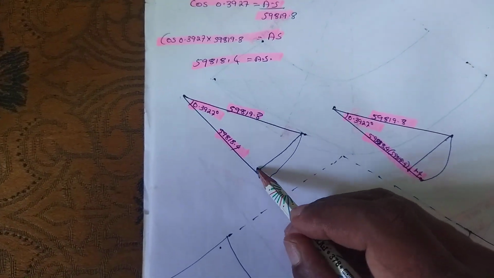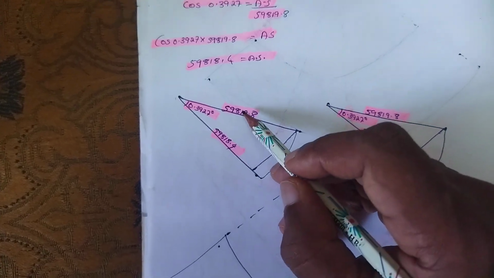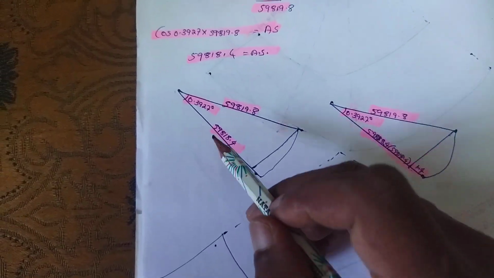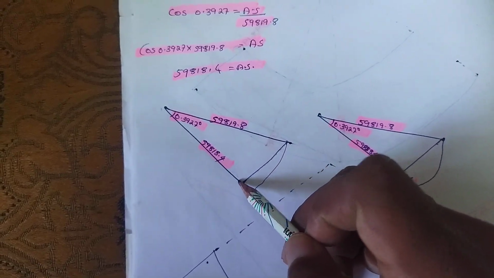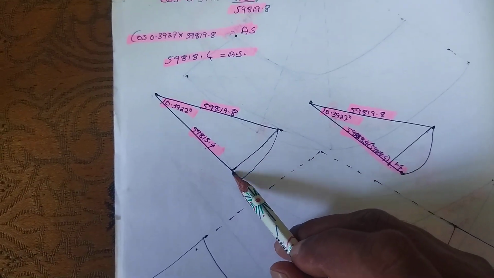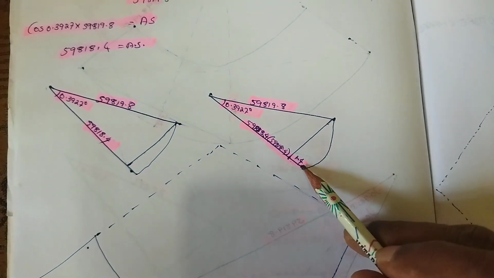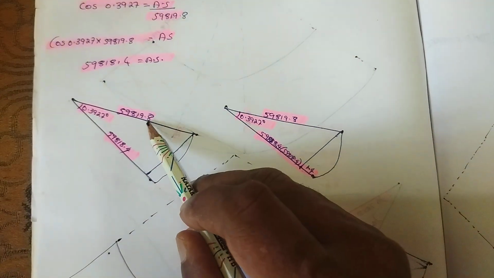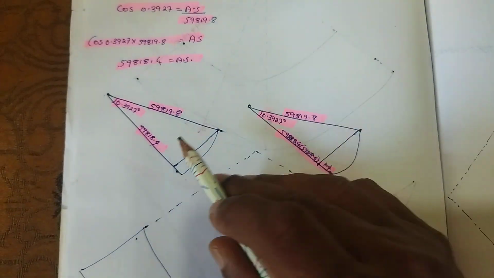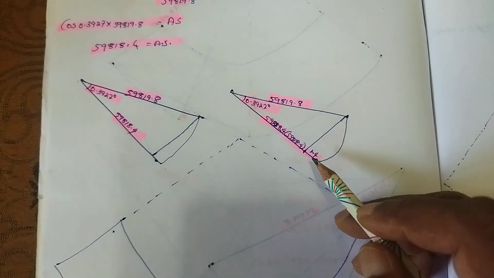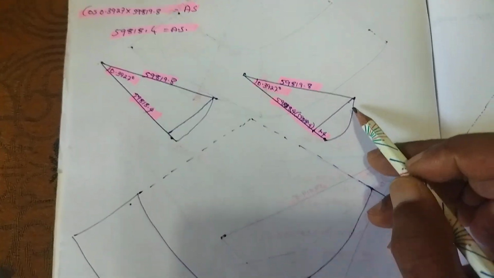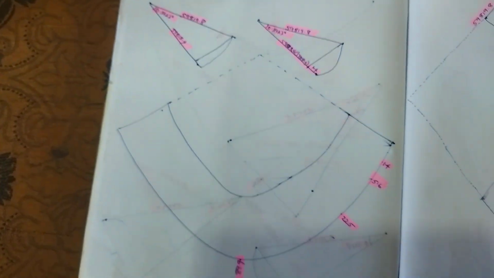Okay, then what will be this measurement? You know, from this measurement means radius. From the radius, this measurement 59,818.4 has to be decreased. Then we will get 1.4. The same triangle I have drawn here, but I have subtracted and written this measurement. That is the only difference. Okay, now we got one more measurement.